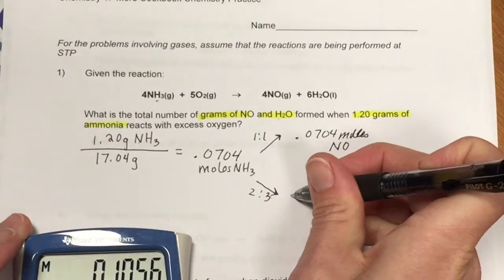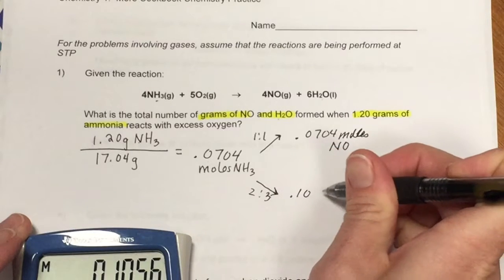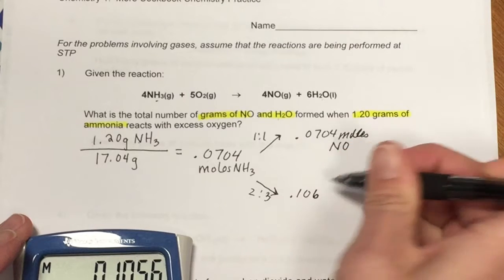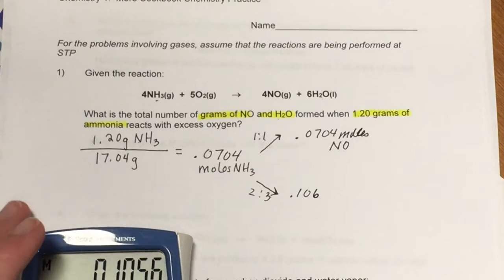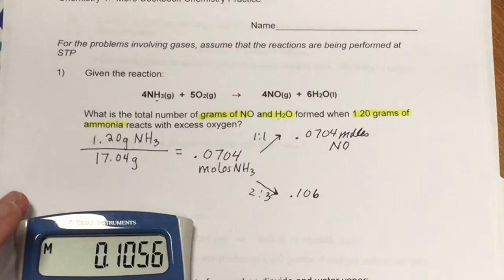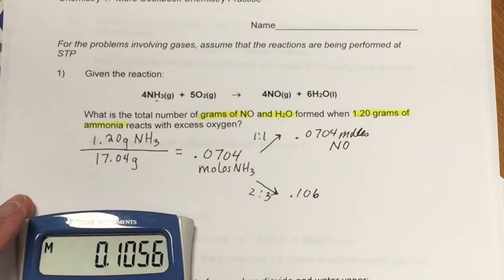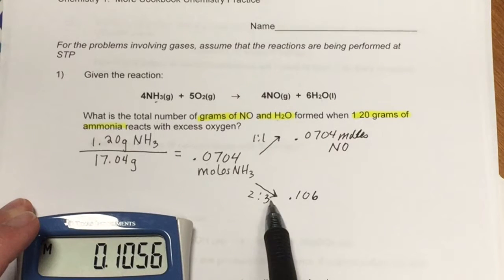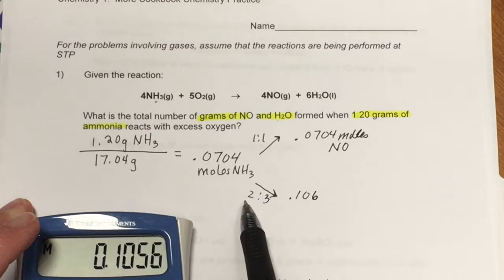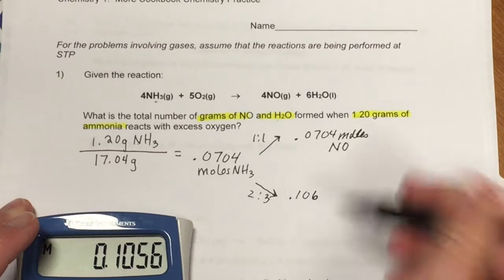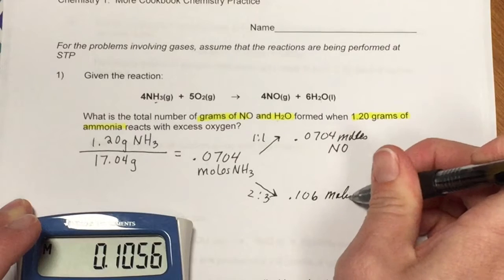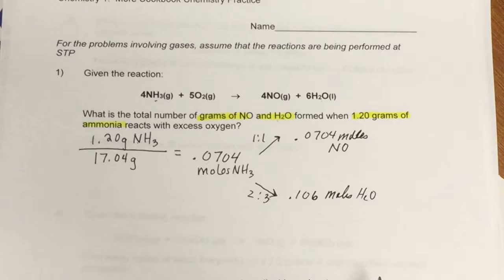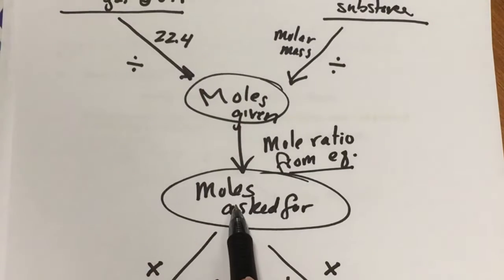You should get 0.106. Okay, if you didn't get that, then let's backtrack and make sure you do. Again, you're going to take this times 3 divided by 2. Okay, so times 3 divided by 2. And this is moles of water. Okay, so now we're to our moles of asked for.